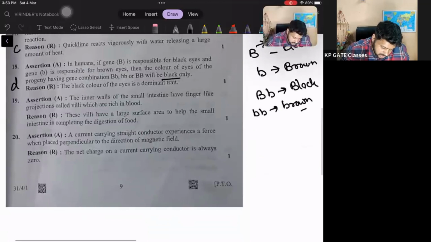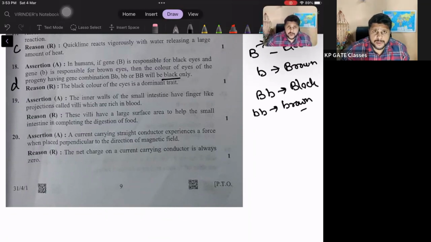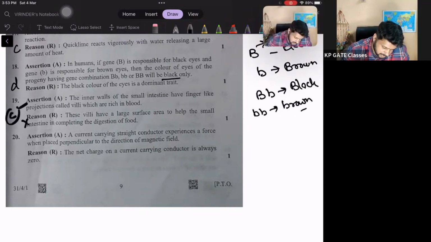Now let's come to the next question. The inner wall of the small intestine has finger-like projections called villi, which are rich in blood. They are rich in blood because they have to do the absorption. So villi is like a surface which is formed for increasing the surface area. Now, the villi have the largest surface to help the small intestine in completing the digestion of the food. No, it helps in absorption of the food. It is not digesting the food. So I think R will be wrong. A will be true. C will be your answer.